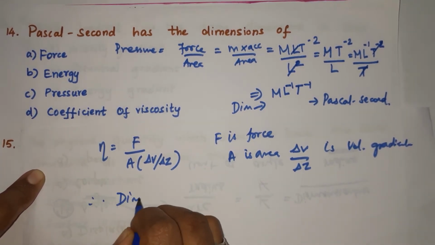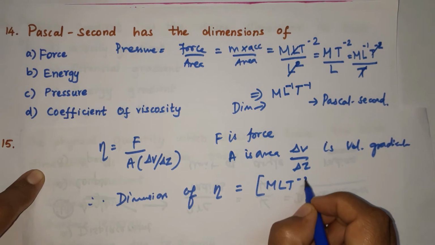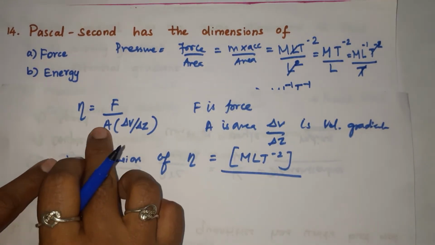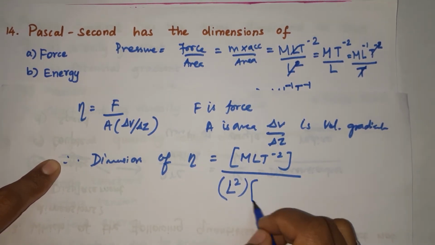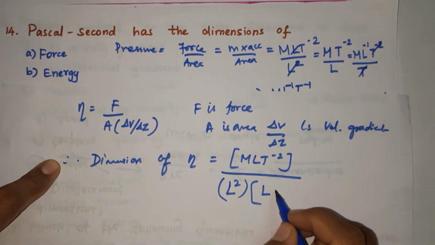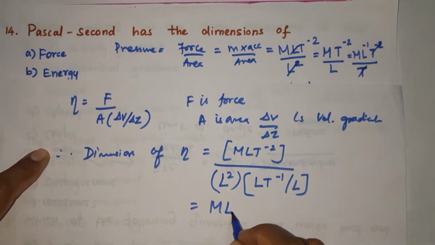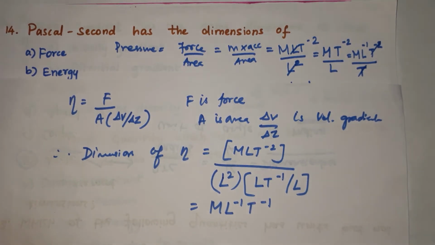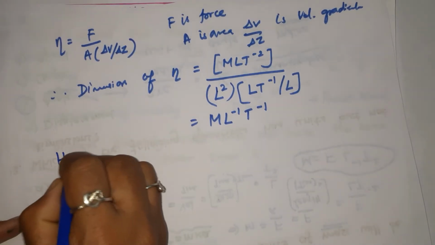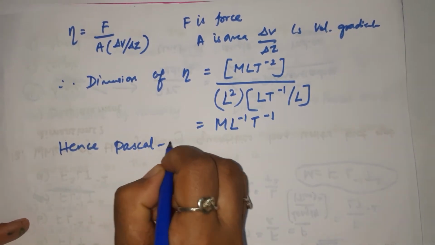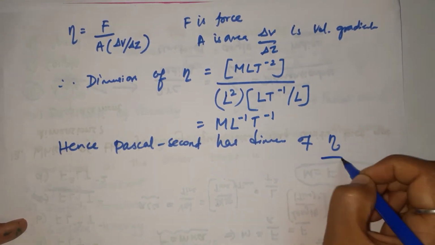So therefore, dimension of eta is equals to M L T power minus 2 divided by the area. Area is meter square, which we take in the dimensional formula as length square, that is L square, and del V by del Z can be taken as L T power minus 1 by L. So when you substitute and cancel everything, we will get M L power minus 1 T power minus 1. Hence Pascal second has dimensions of coefficient of viscosity.